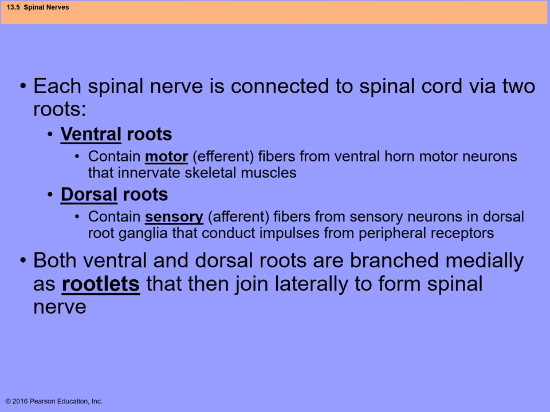Each spinal nerve is connected to the spinal cord itself by 2 roots. Remember, you have the spinal nerve coming up, and then it splits into 2 roots. The ventral root contains the motor fibers. The dorsal root contains the sensory fibers.